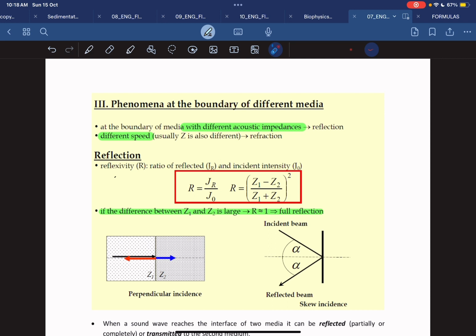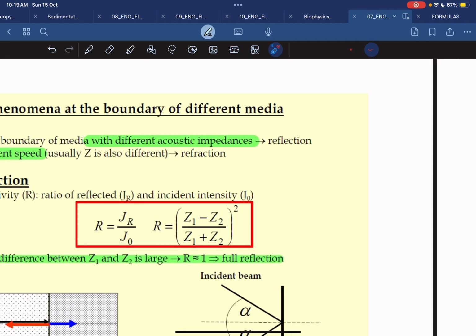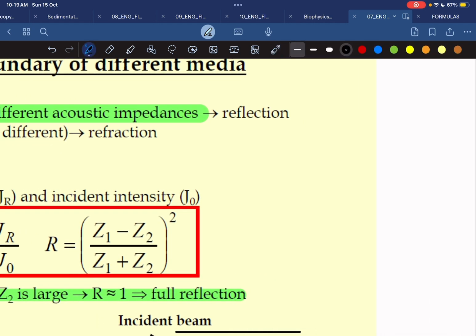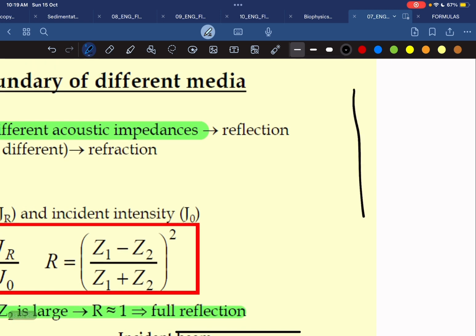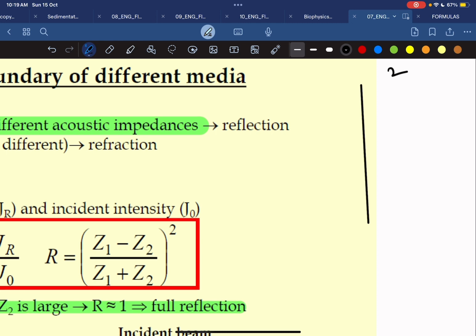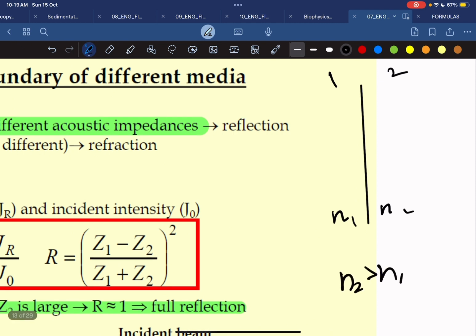Sound waves act like light rays when it comes to passing through two different mediums. For light passing through, we use something called Snell's law. So this is medium 2 and this is medium 1. If n2 is higher than n1, we know that the speed of light is going to be slower here, so you're going to bend lower.